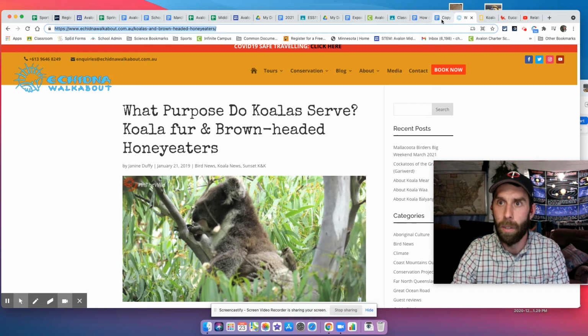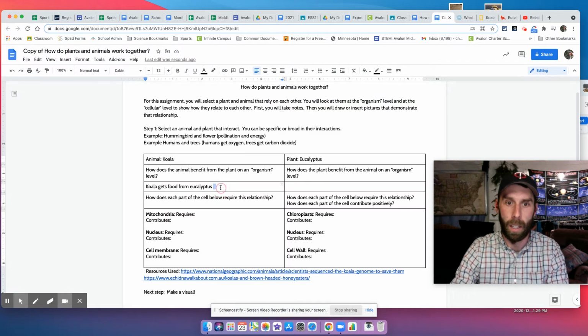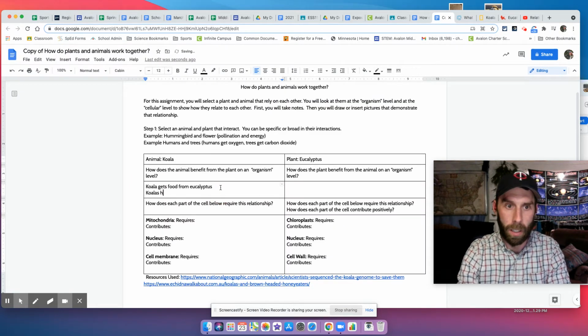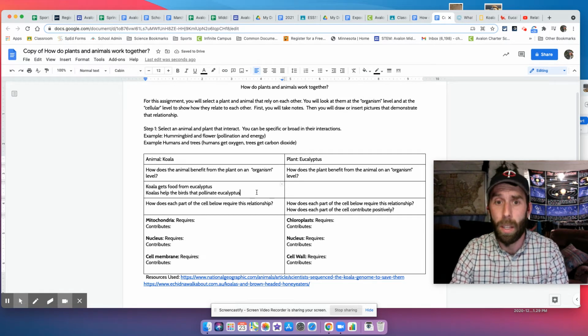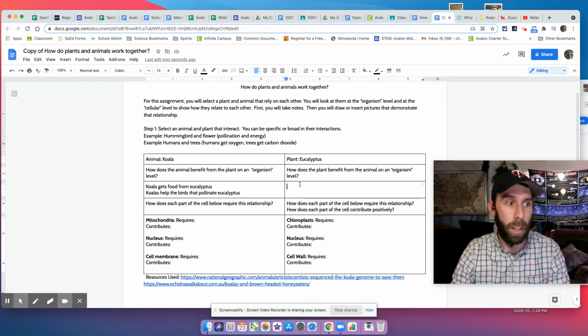One thing I also found here is that koalas help the birds that pollinate eucalyptus. Okay, koalas actually lend their fur to the birds that pollinate eucalyptus for their nests.